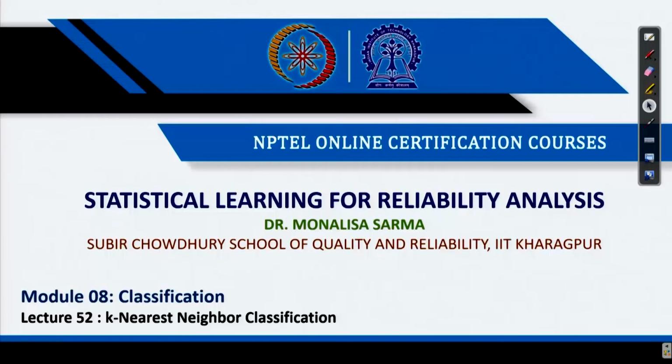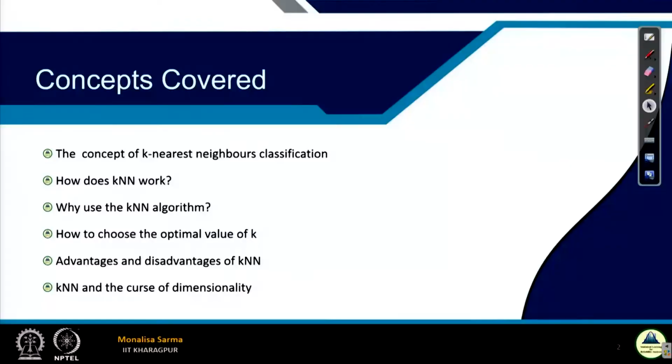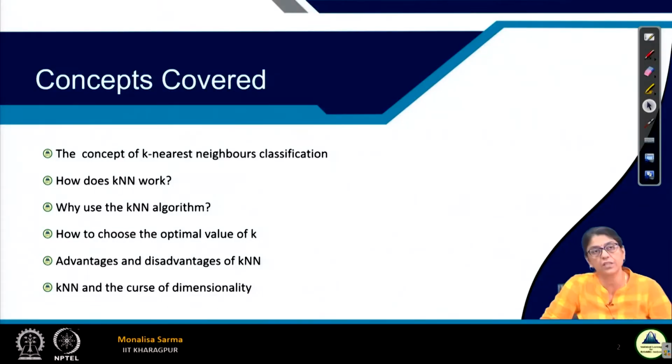Everyone. So today we are going to start a different classification strategy. Now we have already seen Bayes classifier, that was based on statistical method. Now we will be seeing distance based classification, that is k nearest neighbor classification. So in this lecture we will cover the concept of k nearest neighbor classification.